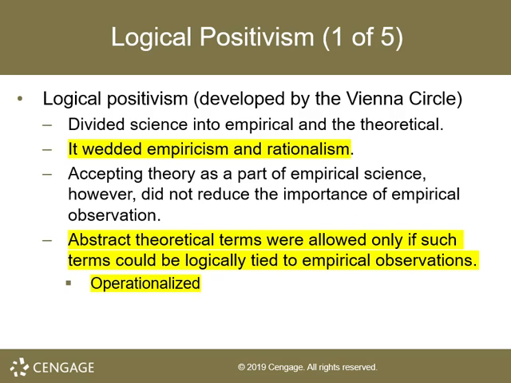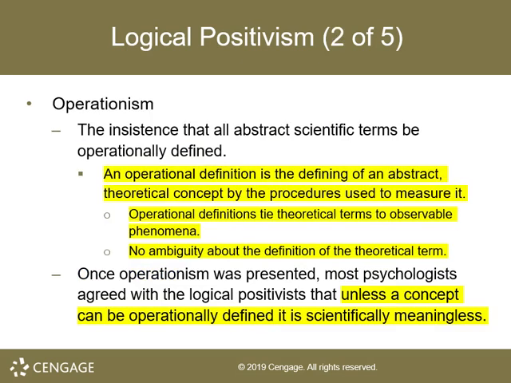Abstract theoretical terms were allowed only if such terms could be logically tied to empirical observations. So we had to have theory, but we also had some way to make them concrete through some sort of observation. They had to be operationalized. So then we look at operationism: the insistence that all abstract scientific terms be operationally defined.